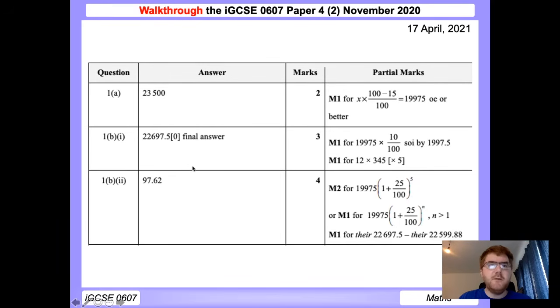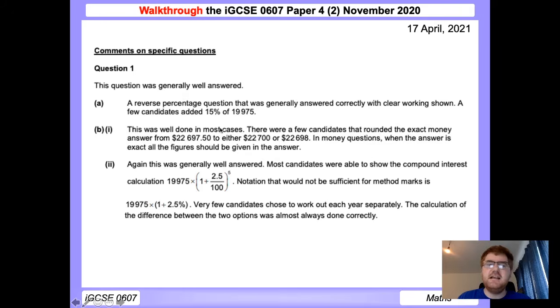One thing to show you before we move on to question 2 is the examiner's report. You should be aware that this thing exists. So generally this was a well-answered question. And the first part was a reverse percentage question that was generally answered well. Just make sure you don't add on 15%, but use divide by 0.85 or the method I showed you. And I already mentioned this point here, which is that you do not want to round any money answers to 3 significant figures. What you want to do here instead is you want to actually write the exact value here in dollars.